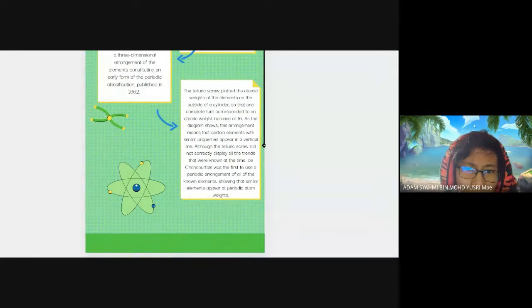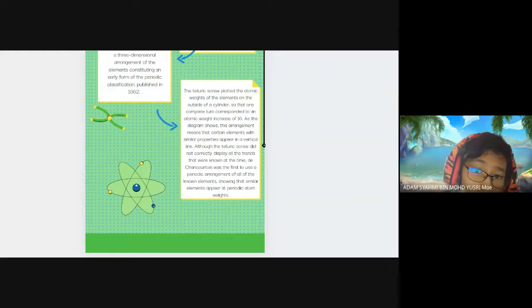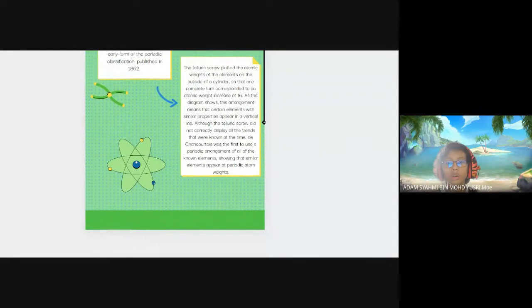Although the telluric screw did not correctly display all the trends that were known at the time, de Chancourtois was the first to use a periodic arrangement of all the known elements, showing that similar elements appear at periodic atomic weights. Oh, wow.